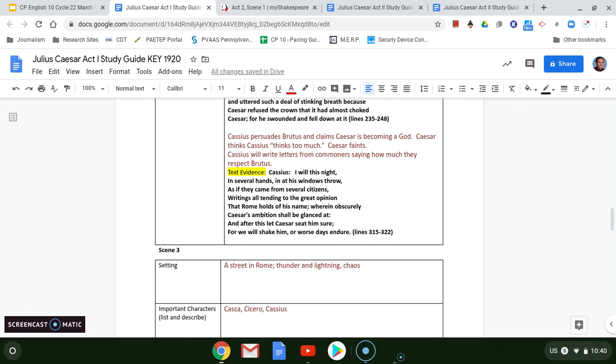So Cassius now, of course, needs to build up this conspiracy. He's trying to persuade Brutus and claims that Caesar is becoming a god.